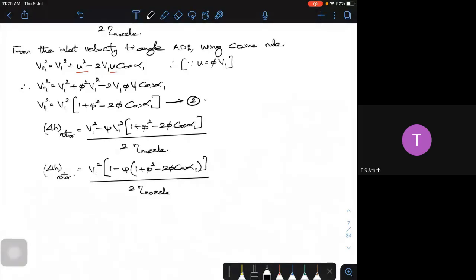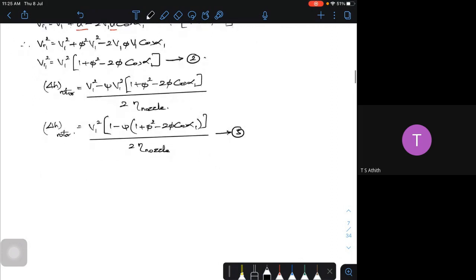Let me call this equation number 3. Now, if I try to write it for a nozzle, I would have got something like V1 square minus psi into V2 square. If I try to write it for a nozzle, what will happen?